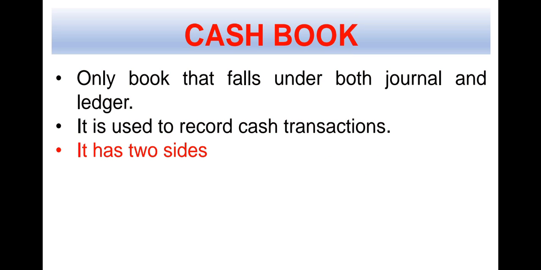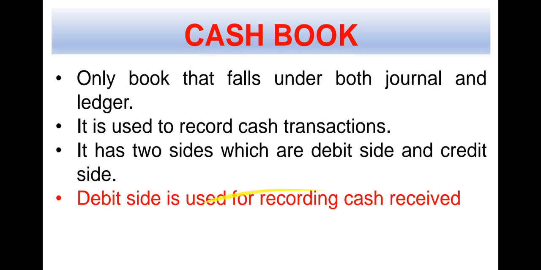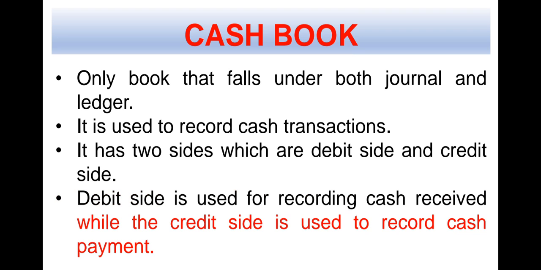So a cash book has two sides. At the left hand side is the debit side, while at the right hand side is the credit side. The debit side is used to record cash received, while the credit side is used to record any payment made in cash. So what are the types of cash book we have?